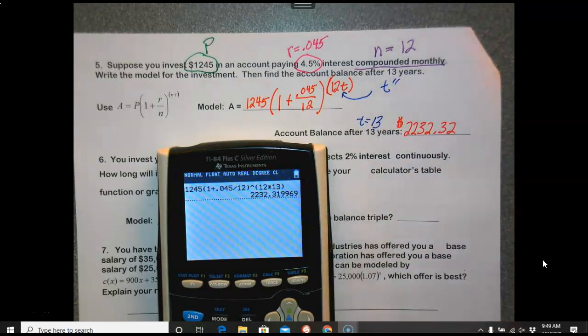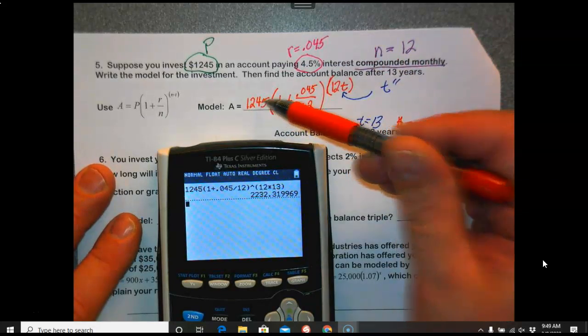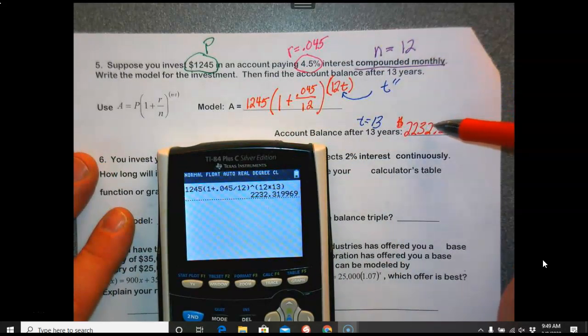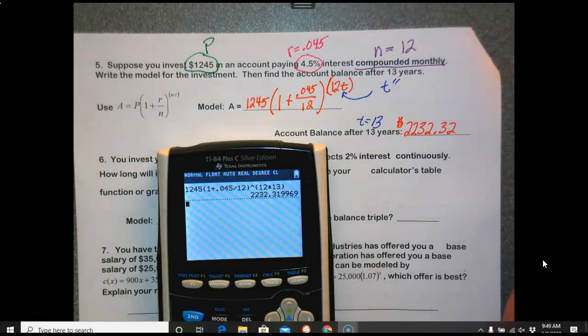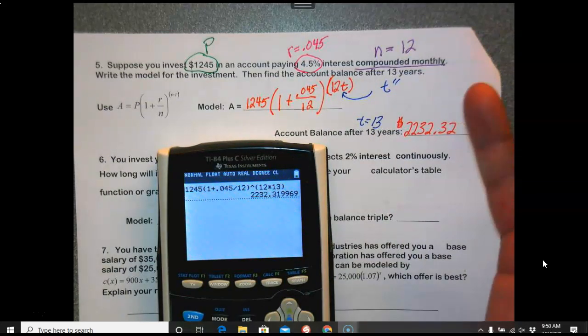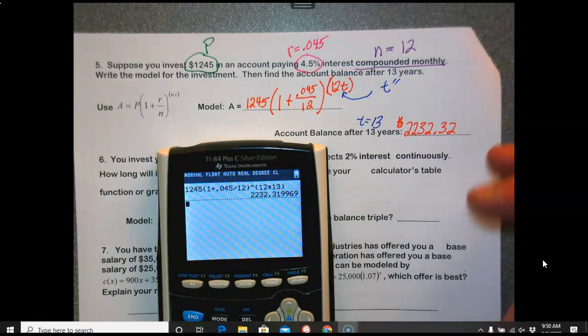Now, before you go on to the next question, look at it. Does it make sense? I start with $1,250 and I end up with $2,200 after 13 years. Does it make sense? Yeah. I mean, if you get an answer like $800 or $5 million, you did something wrong. You probably didn't put parentheses in that. So, look at it for just a couple of seconds before you go on. Does it make sense?